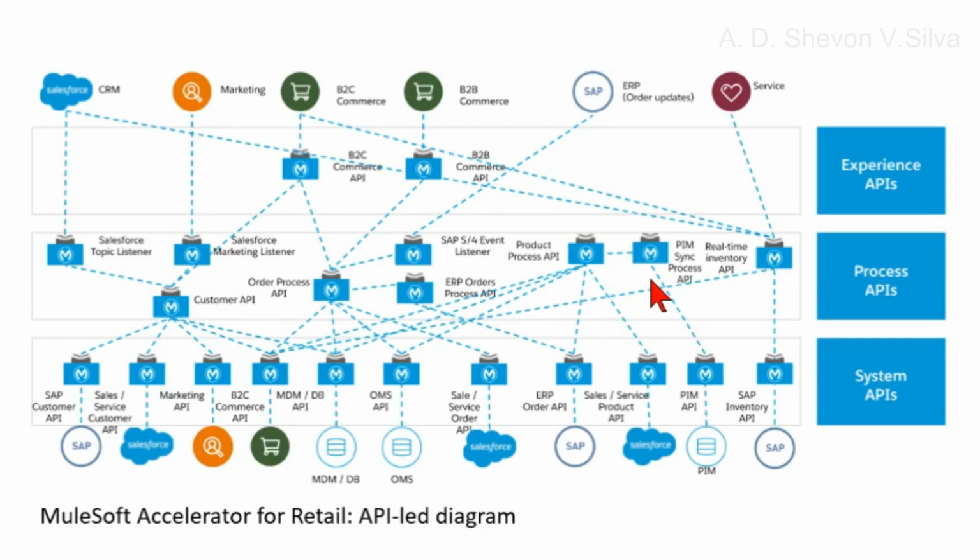RCG product process API. This integration template implements RCG product process API specification. It can be used to retrieve, create, and update products.